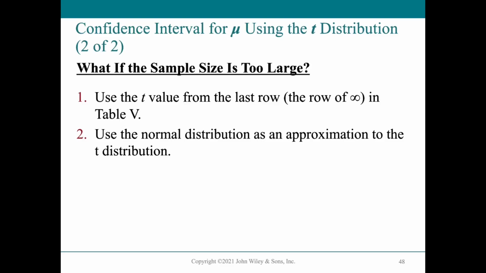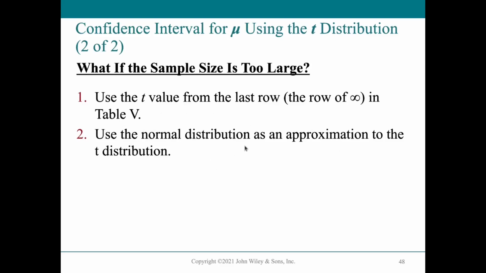Now, this is for smaller samples. What if we have a large sample size? Because again, the t table can only provide a certain amount of values. For a very, very large sample size, we can use the final row of the table, the infinity symbol, or we can just use the normal distribution as an approximation.